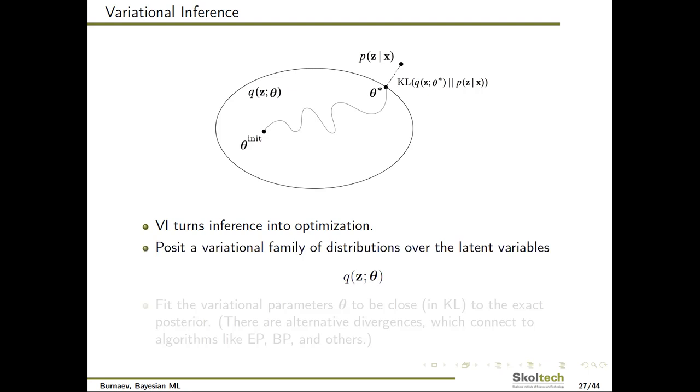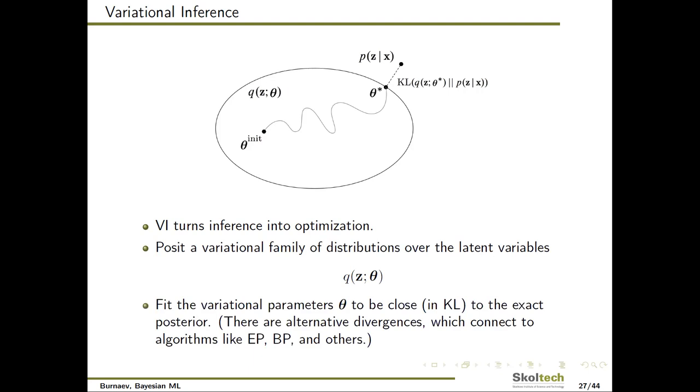For example, we can say that our distribution should be close, in terms of, for example, Kullback-Leibler divergence, to the actual distribution. As we already know, there are some tricks to calculate this Kullback-Leibler divergence, even in the case that we don't know the normalization constant.